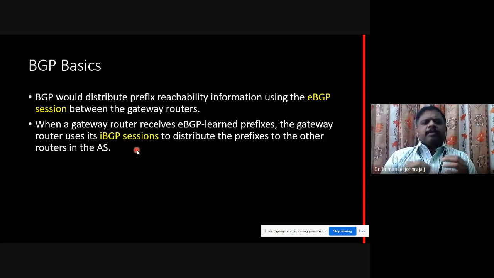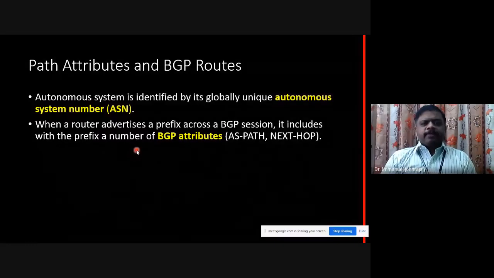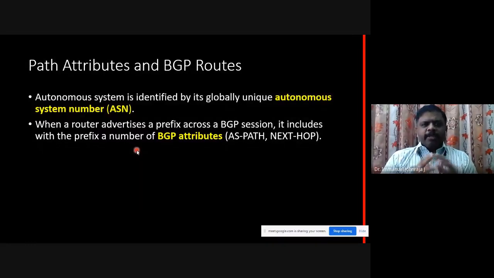All right, so the clear discussions are available in the textbook which I have mentioned at the start of this class. All right, so the next topic which we need to know more about BGP is path attributes and also BGP routes. What is a path attribute? We are going to see that.